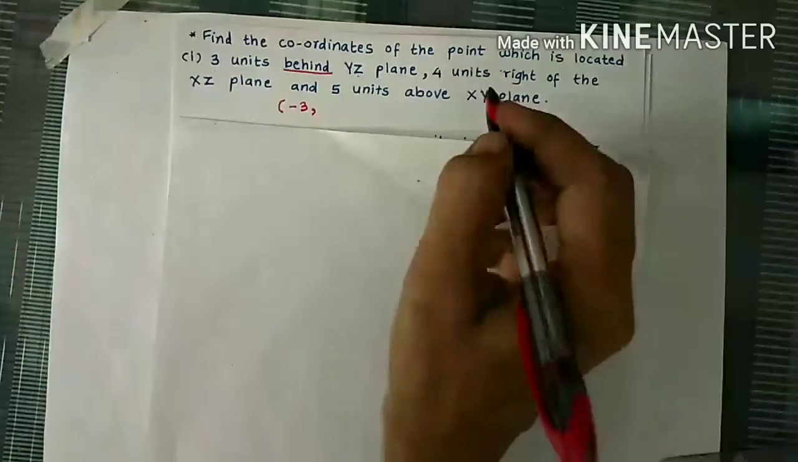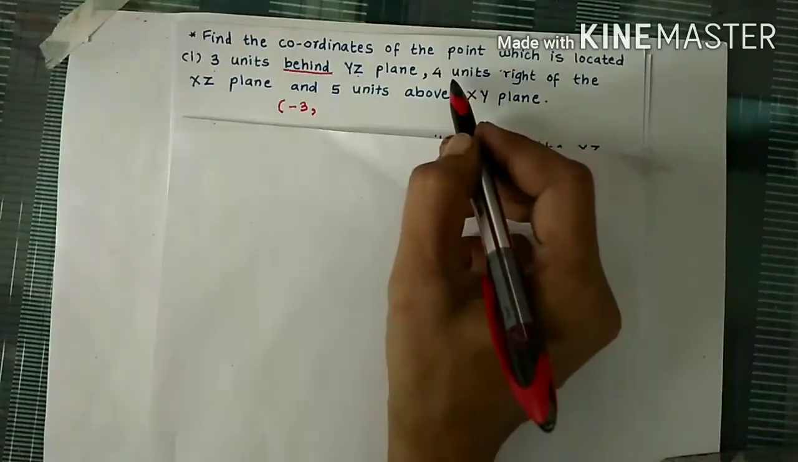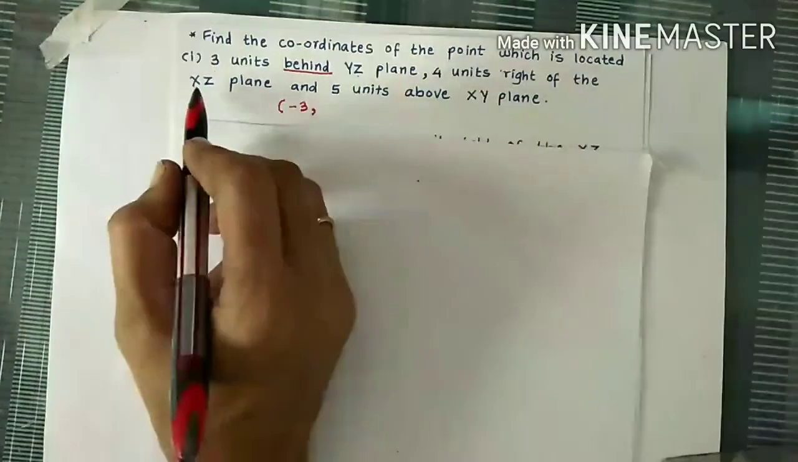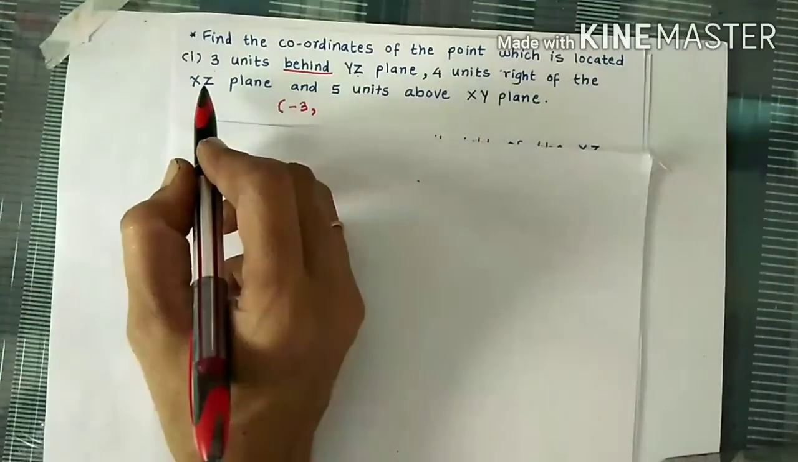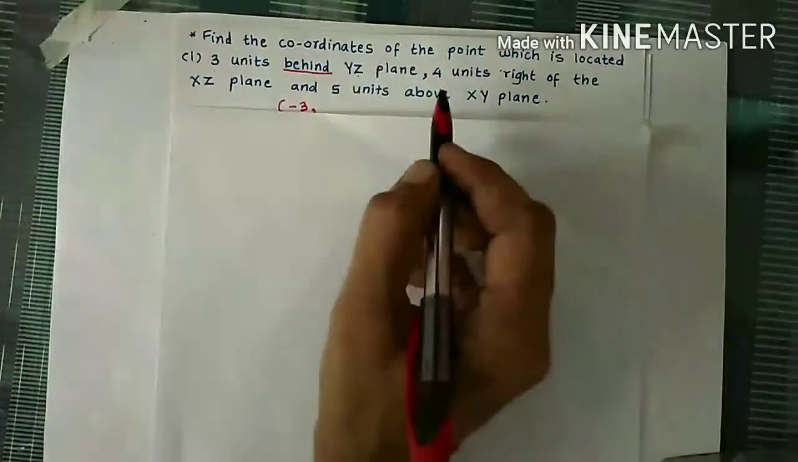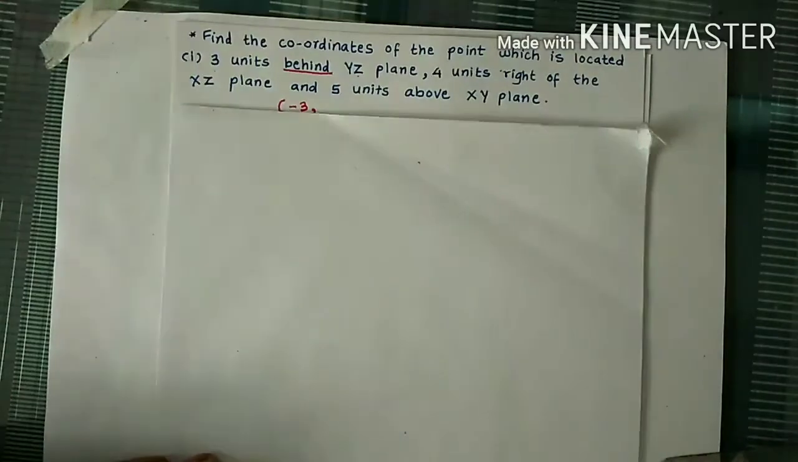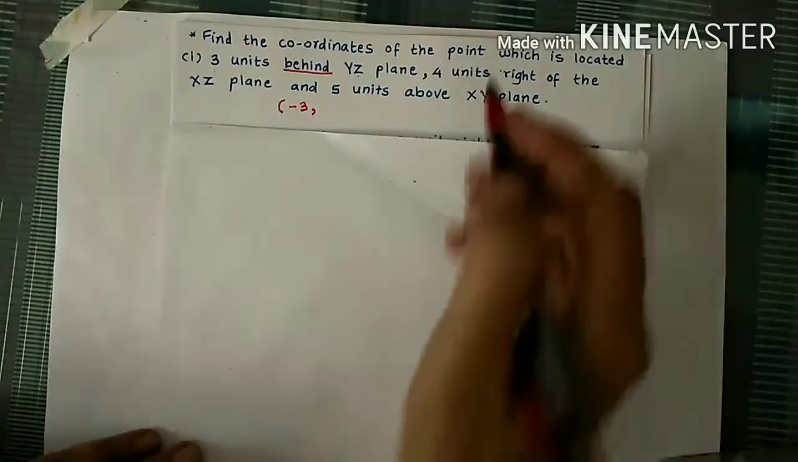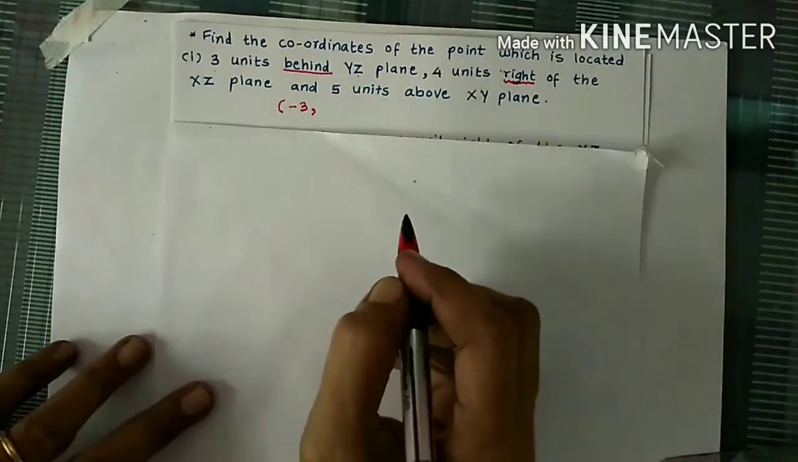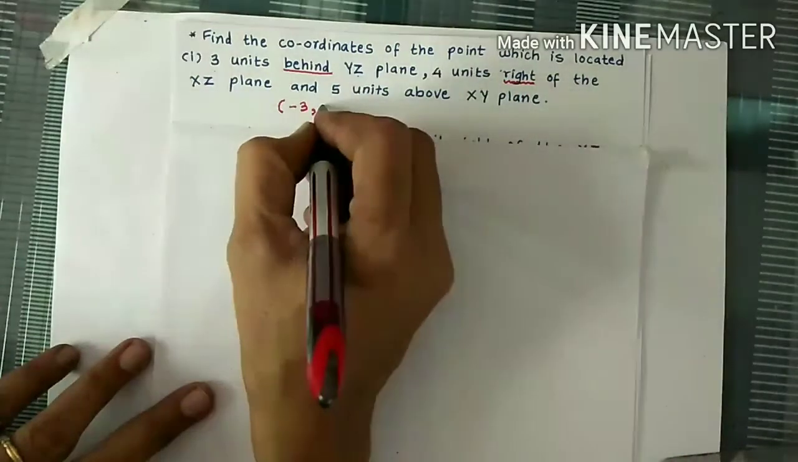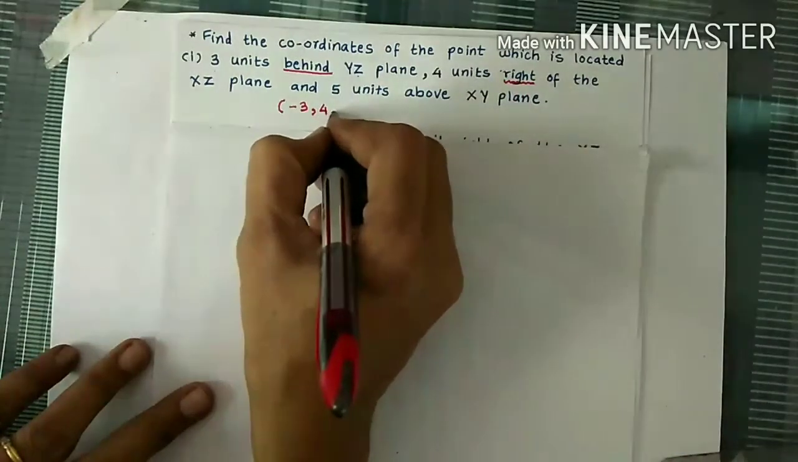Now let's see the next information. 4 units right of the xz plane. So distance of point from xz plane is its y coordinate. So modulus of y coordinate is 4 here. But what is given is it is right. Right means positive. So y coordinate is positive, that is 4.